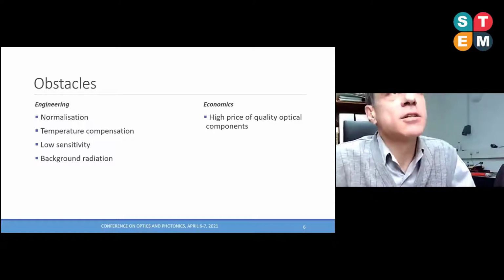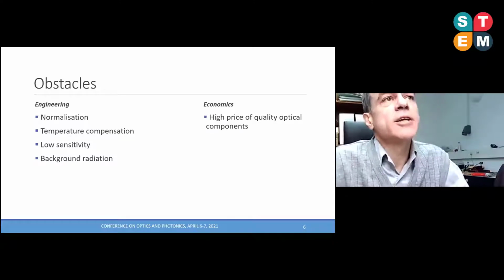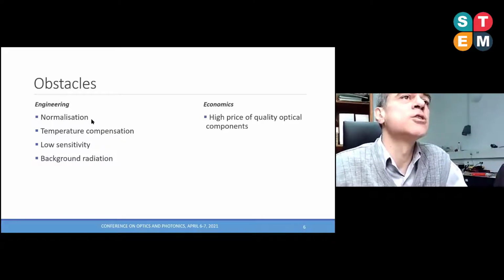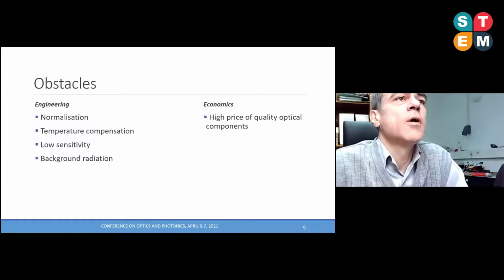There are some obstacles also. I divided the obstacles in two categories: engineering obstacles and economic obstacles. First of all, Faraday rotation is small. For most materials, it's below 1 degree for a millitesla field range. So normalization of the optical signal is mandatory. Also, the Verdet constant has a complicated temperature dependence, so temperature compensation is necessary.